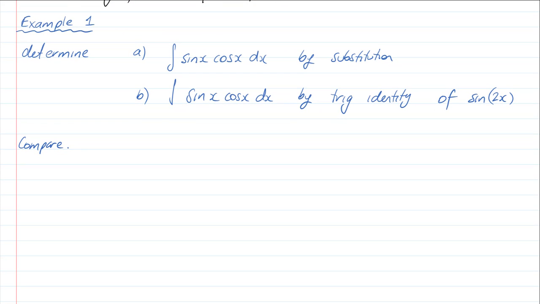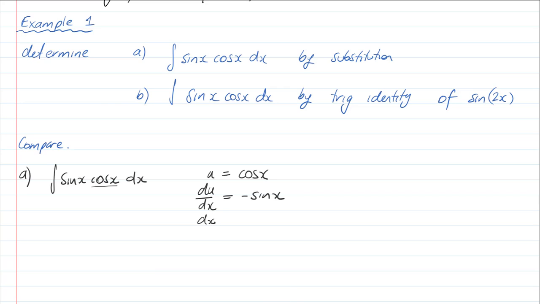In example 1, I'm asking you to find the integral of sine x cos x by first substitution and then trig identity. We're going to compare our answers. So let's do it for question A. So the integral of sine x cos x. Now, it shouldn't really matter which way around I do this, but I'm going to treat this cos x as the important part here. So I'm going to let u equal cos x, which means that du dx is equal to negative sine x. I shouldn't have made that choice. Now I'm doing negatives, but anyway, it doesn't matter.